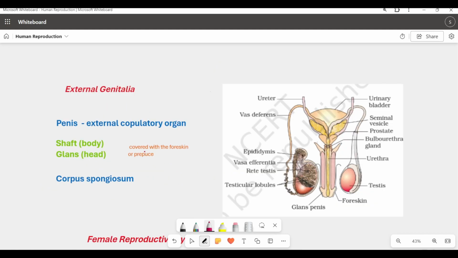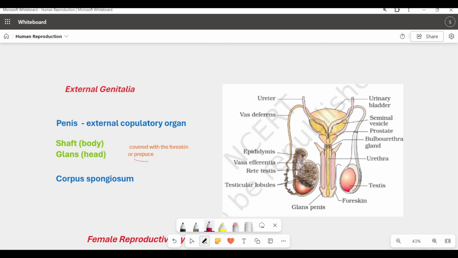Let's look at the structure of the penis. The penis has two regions, the shaft, which is the body, and the glans, the head region. The penis is made of spongy tissue, which is called the corpus spongiosum. At the tip, it looks enlarged, and we call it the glans penis. This region is very sensitive and is covered with a foreskin, otherwise called the prepuce.